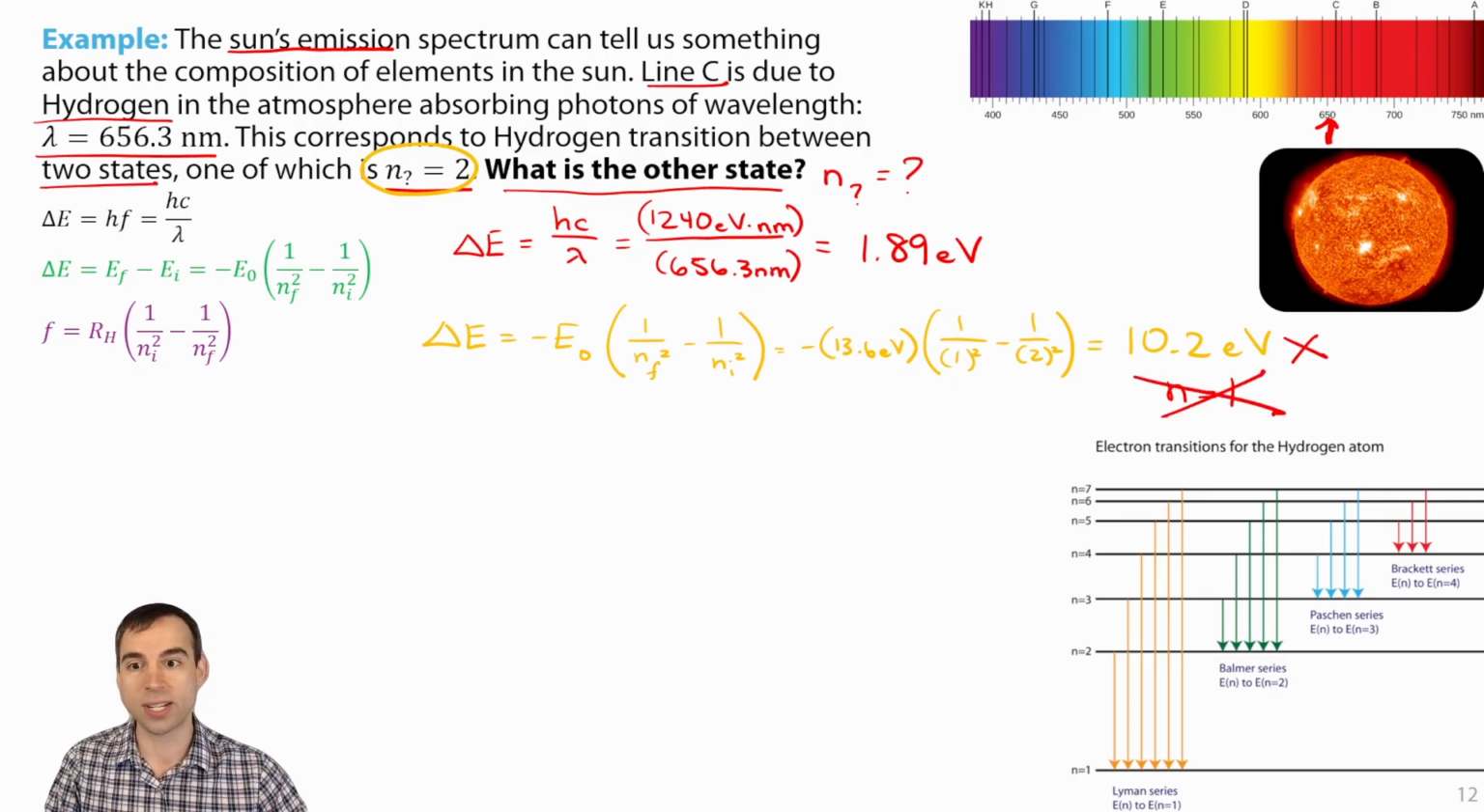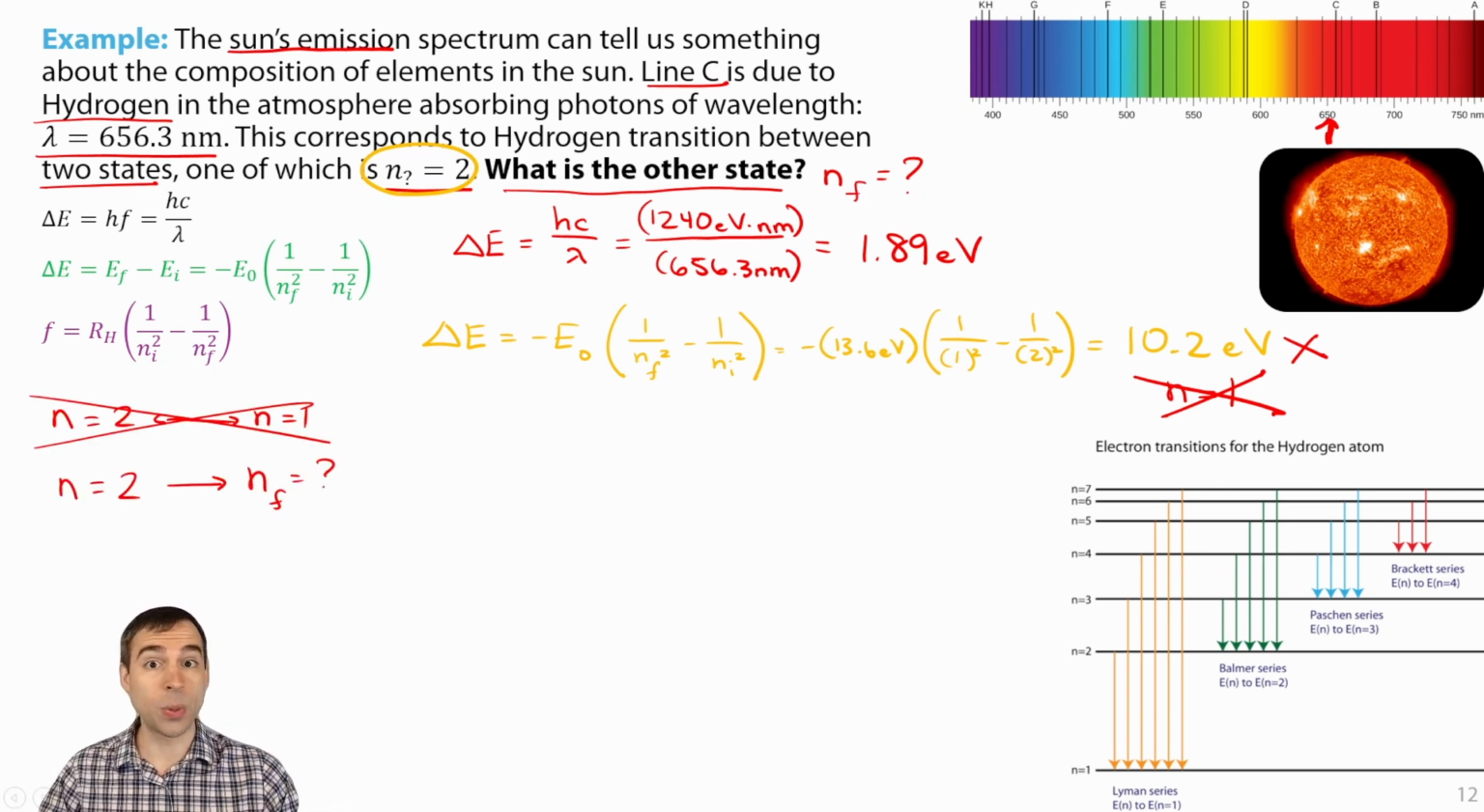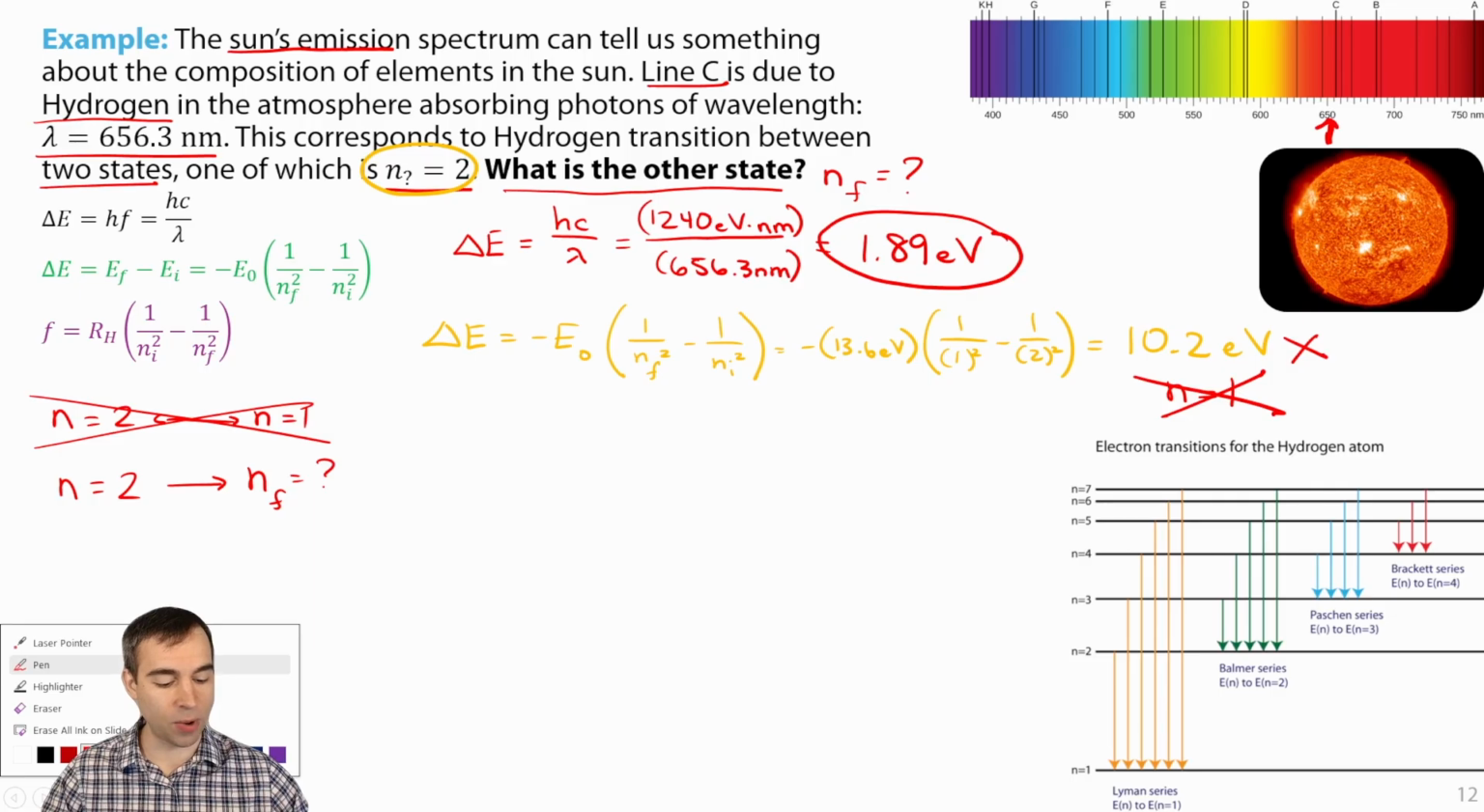So this transition is going to somehow involve n equals 2 coming from or going to a different energy. So we know our energy transition needs to match 1.89 eV. Let's go ahead and plug that into our transition energy equation and see if we can solve for the final n value.